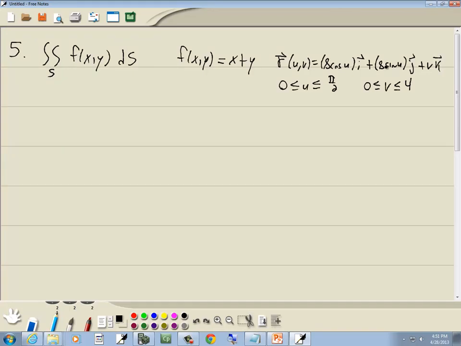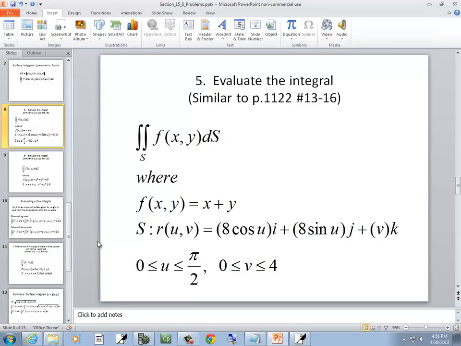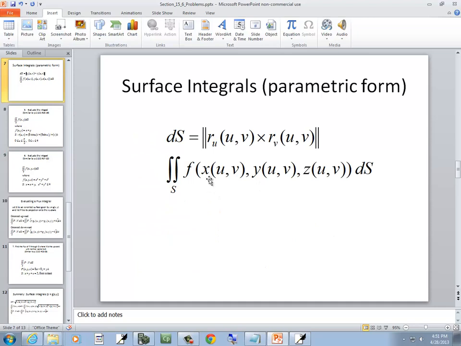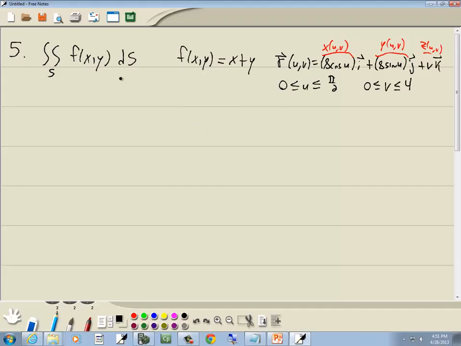Okay. Well, first off, let's note something. When you're given the vector form here, this right here is going to be your x of uv. This will be your y of uv, and this will be your z of uv. So let's take a look at our formula. This says we need to find f of x of uv, y of uv, z of uv. Well, our f of xy is equal to that.